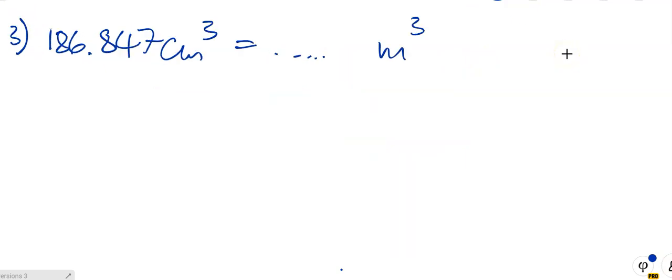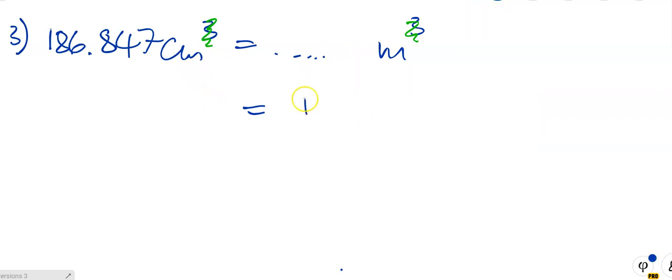Right, we need to convert 186.847 cubic centimeters to cubic meters. Okay, so it's a two-step operation. What's the first step? We need to convert the bases to each other. So if I just, for the moment, take that away, I'm only looking at centimeters to meters. Do I divide or multiply? We must divide because we're going from a small to a big unit, right?